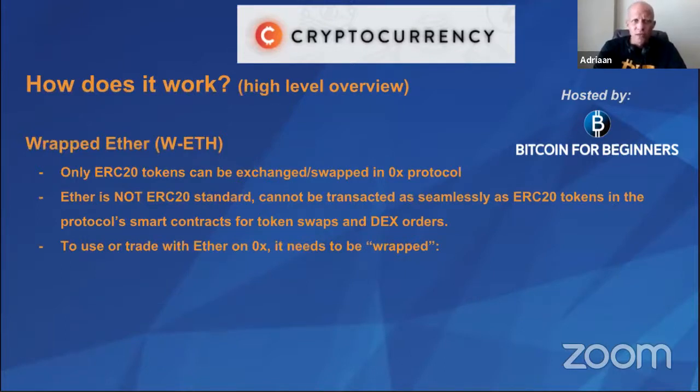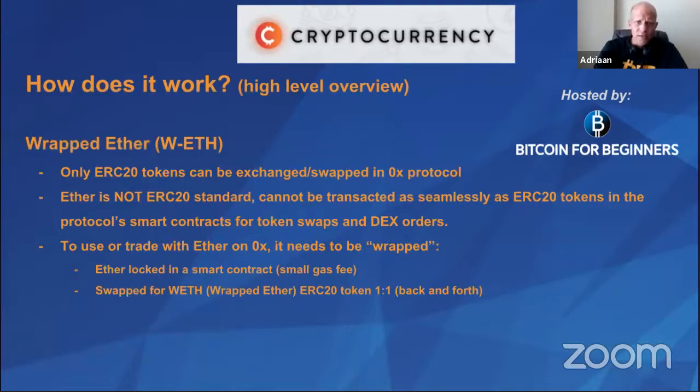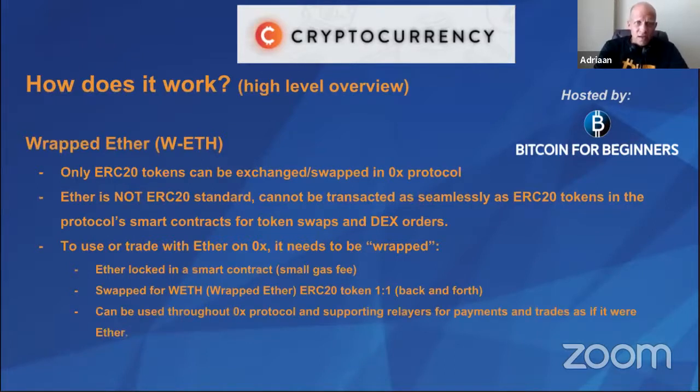So to use or trade with Ether on 0x, it has to be wrapped first before you can use it, which means that Ether gets locked in a smart contract. This transaction will require only a small gas fee, and it will be swapped for wrapped Ether, which is an ERC20 token, at a 1-to-1 ratio. And if you send the ERC20 wrapped Ether back to the smart contract, you will get 1-to-1 Ether back. It can be used throughout the 0x protocol and supporting relayers for payments and trades as if it were Ether. However, WETH cannot be used to pay for gas. For that, you really need to use the real Ether.